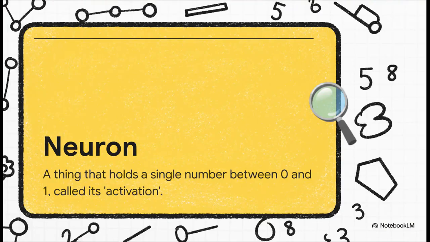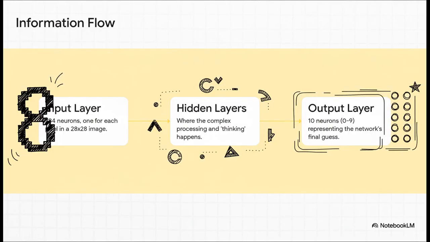Okay, so the most basic building block of this whole thing is the neuron. And honestly, for what we're doing, it's super simple. Just think of a neuron as a little box that holds a single number. That's it. And that number has to be somewhere between 0 and 1. We call that number its activation. So if the activation is high, like close to 1, you can imagine that neuron is lit up or turned on.